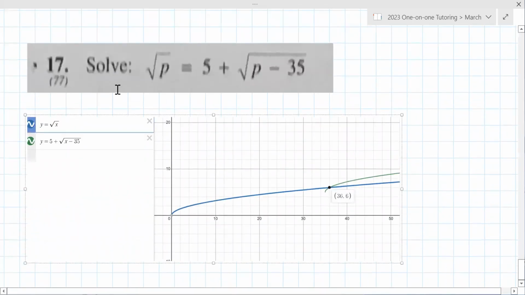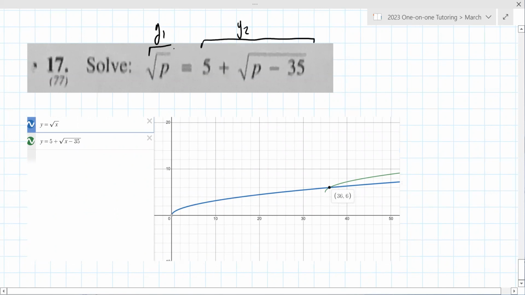So notice I didn't just graph the thing with an equals. I make the first one like y1, the second one y2. I use x instead of p. When you graph, you're looking for the intersection of the 2 of them. Okay. So there's an intersection right there.